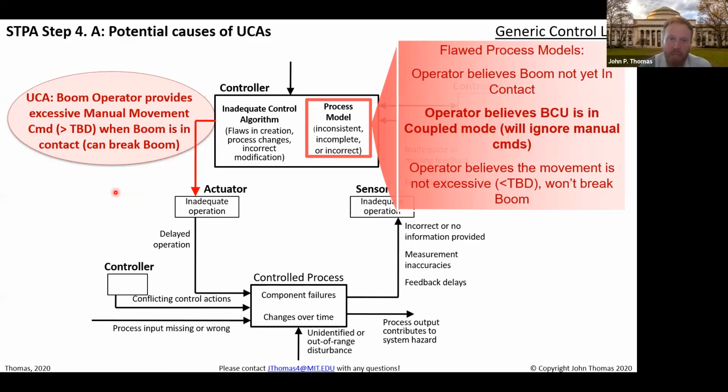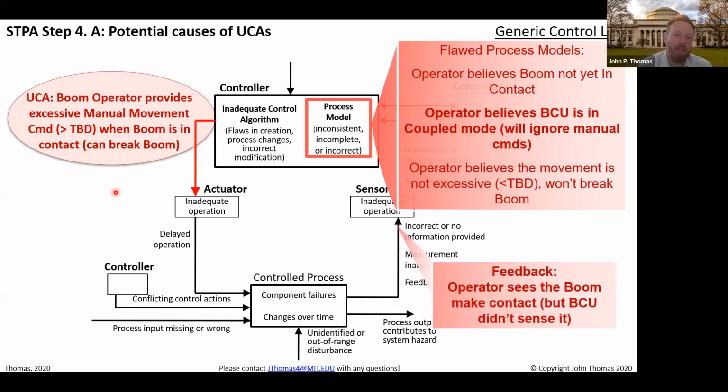Why might they believe the BCU is in coupled mode and therefore ignoring manual commands when it's not? Well, what if they see the boom make contact, but the BCU didn't sense it? So the BCU actually did not change modes and is still listening to manual commands. Hey, we actually found earlier that that's a very realistic scenario, and it makes matters worse because it messes up the operator control loop as well. It puts the operator out of sync with the BCU.